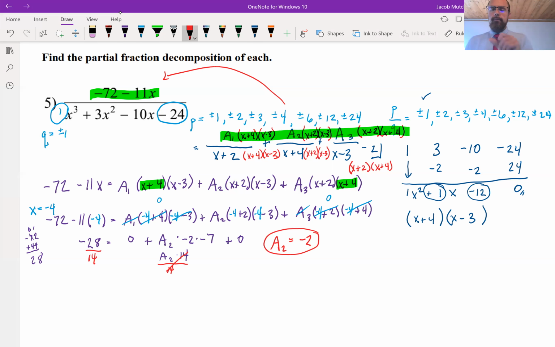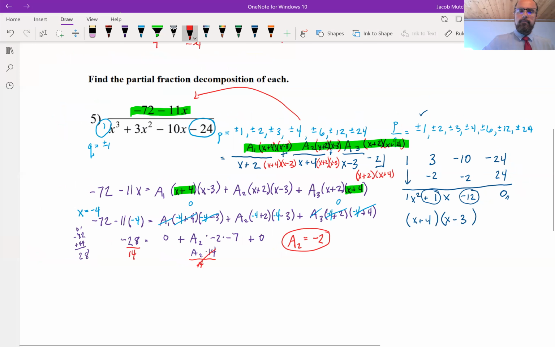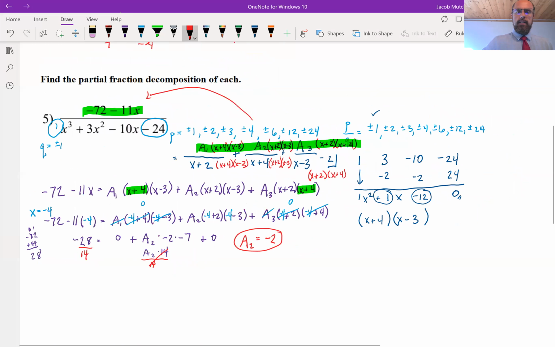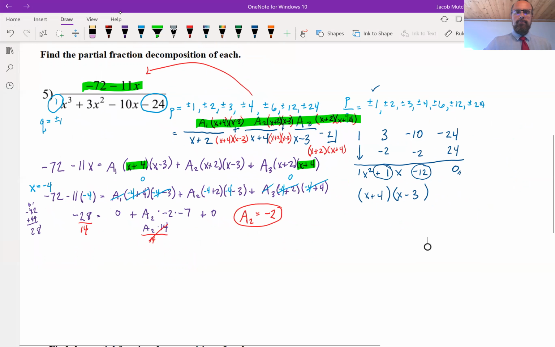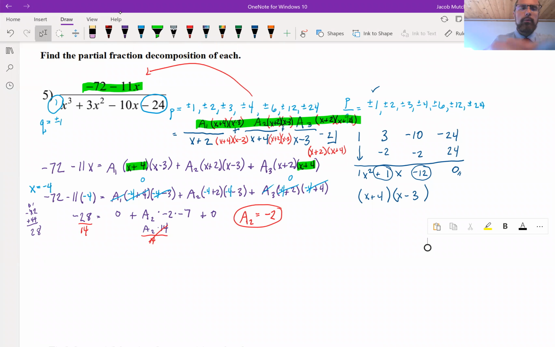So we found one of the numerators. Now I need to find the other two. So again, I'm going to choose an x value that's going to allow me to zero out two of the other numerators. While we've been focusing on the negative 4 to cancel the first and the third, we'll now see if we can cancel the middle one. So I've got to rewrite those, and let's see what x value we should choose now.